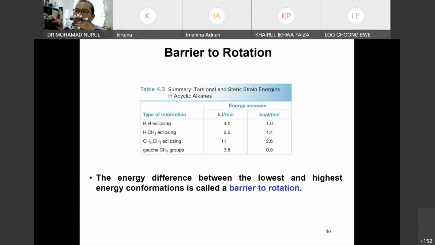So barrier to rotation, let's drop this one first. This is a kind of summary for torsional and steric strain. You don't have to memorize the values, at least you know the theory, it's enough. Which one is the most stable, which one is less stable. The energy difference between the lowest and highest energy conformations we call the barrier to rotation.